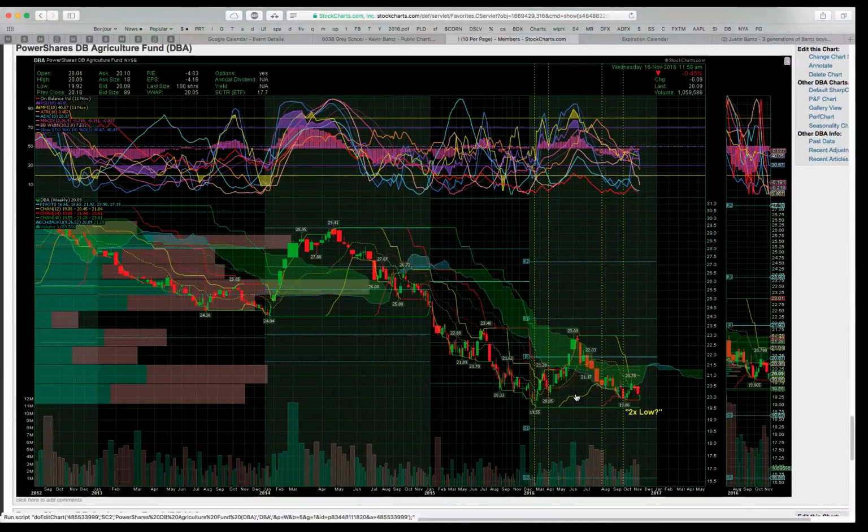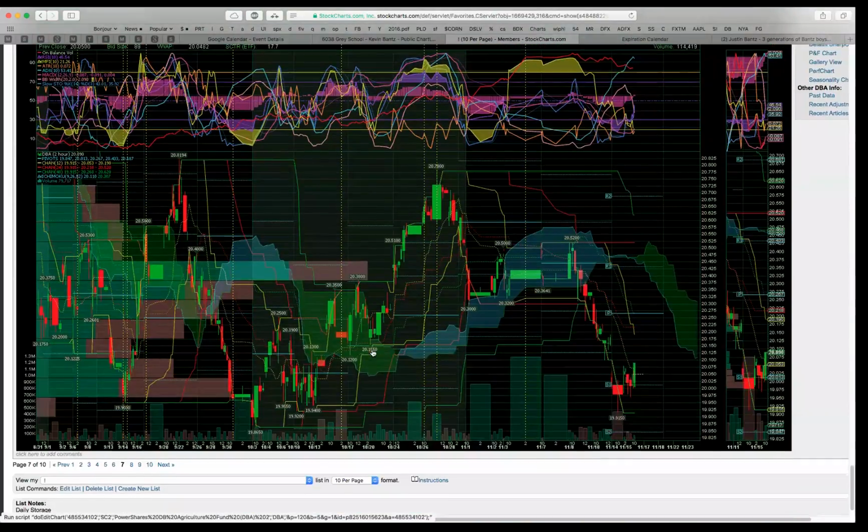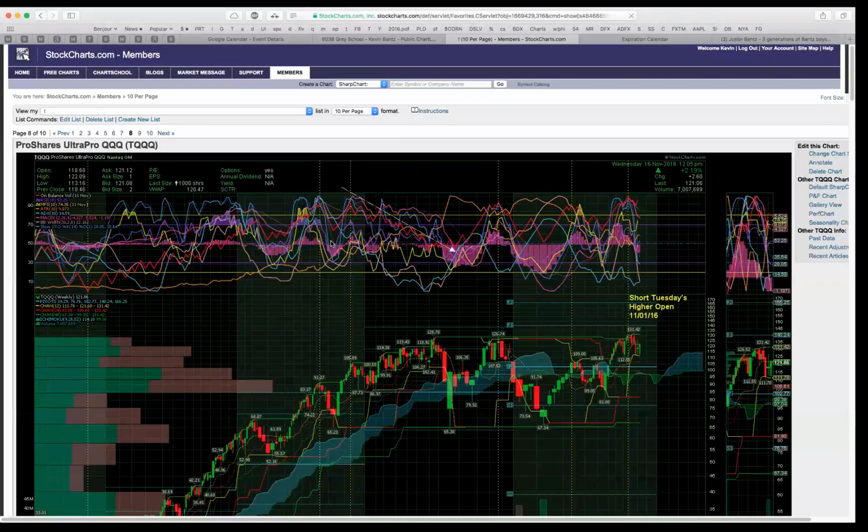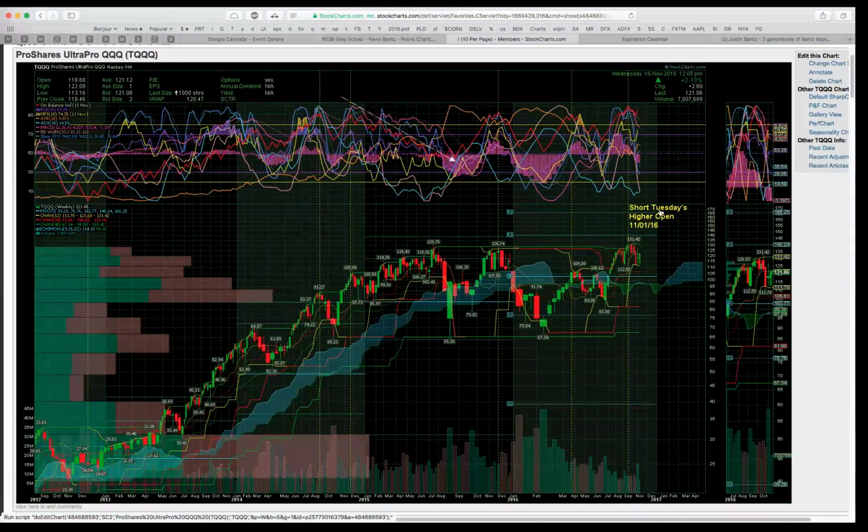Wrote down here 2 times low on here, and we're not getting it here. I think we're going to head lower. Okay. Short the open here was the deal. So November short zone, we're back into this range.